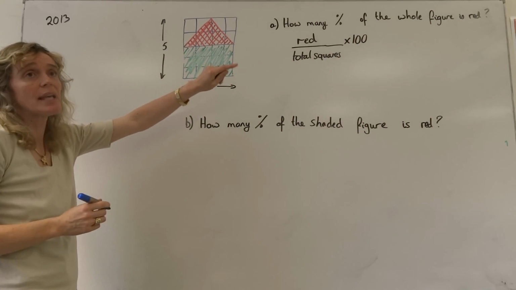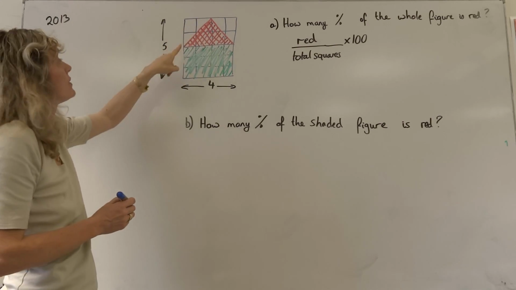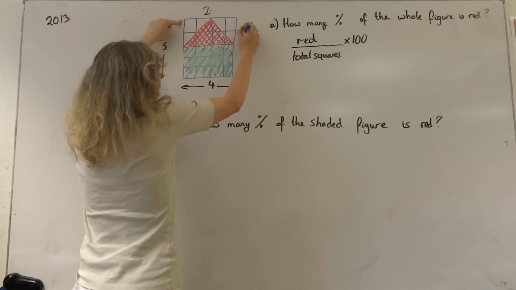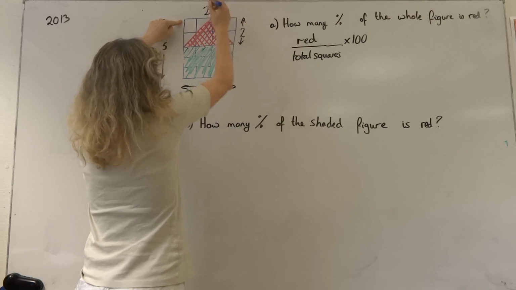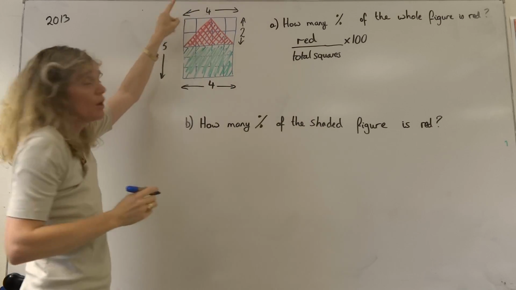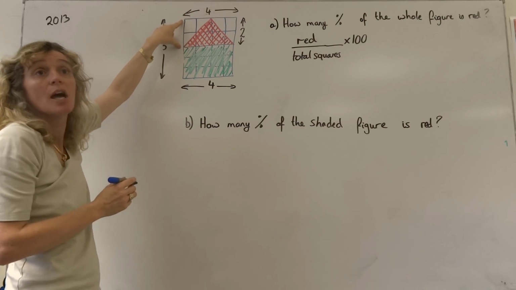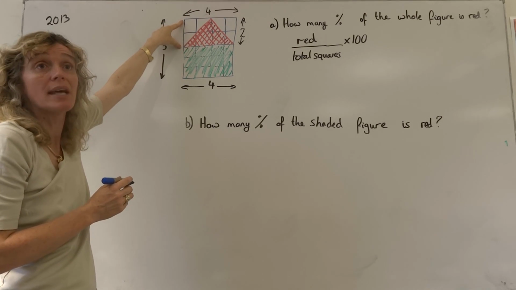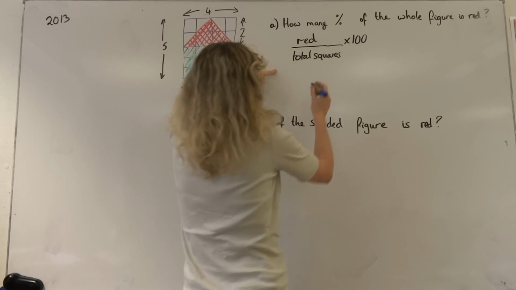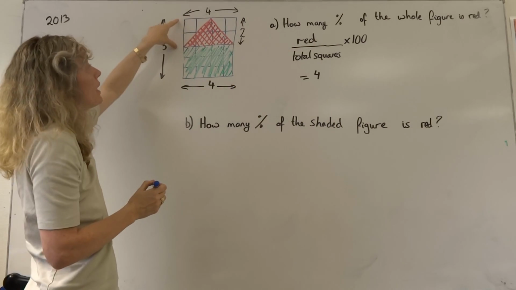Our first question is, how many red squares do we have? Well, this is a triangle inside a rectangle. The rectangle here has a height of 2 and a breadth of 4. 4 by 2 is 8 squares, so the whole of this rectangle has 8 squares. But a triangle is always half of a rectangle, so the number of red squares must be half of 8, which is 4. There are 4 red squares in this part here.